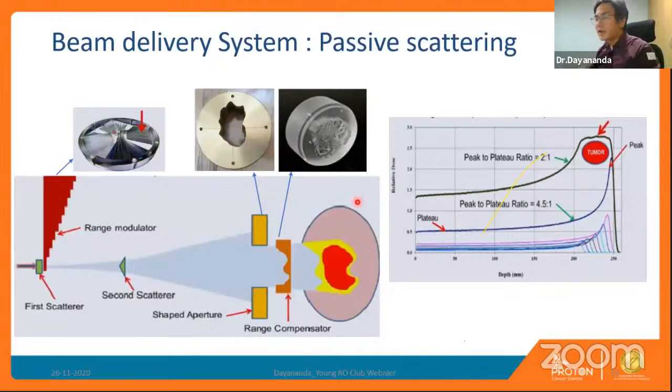But even after that, the conformation of the dose to the target is good in the distal direction, but there is a spillage of dose towards the proximal direction. You can see it over here. So this is one of the main limitations of the passive scattering or double scattering technique.